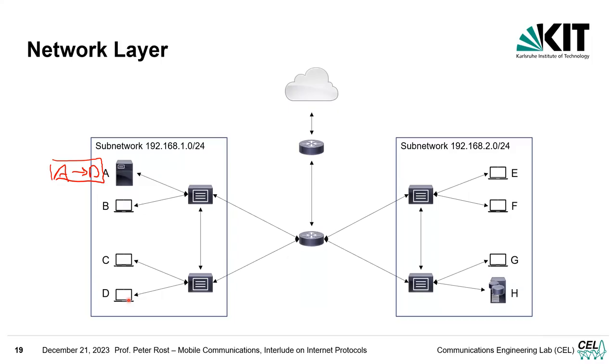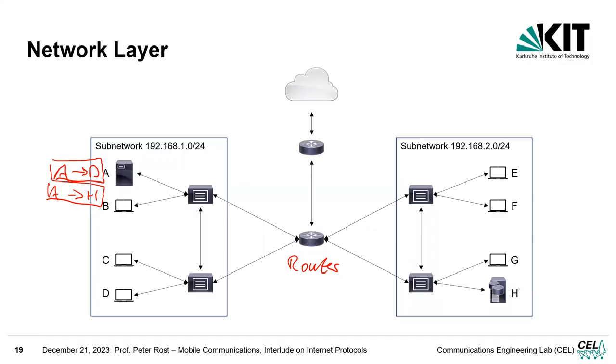But what happens if A wants to connect instead with the server H? So I have now a second packet, A to H. Then this computer up here is actually in a different subnetwork, and you somehow would have to get the data across this router here. So this is now our router to the other subnetwork.